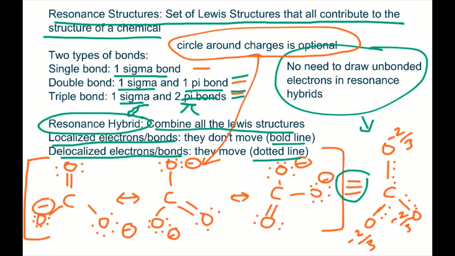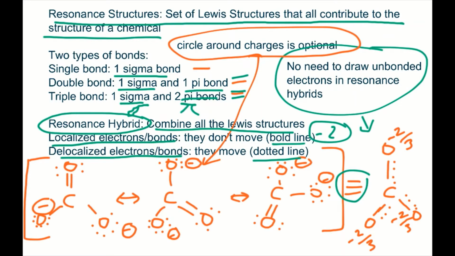Now, what's with the negative 2/3? Well, you could think of this in two ways. The first way you could think about it is that the carbonate has a -2 charge, if you remember, and this -2 charge is distributed evenly among the three oxygens, and therefore each oxygen shares the -2 charge equally, so they split it among three, and that's why it's negative 2/3.